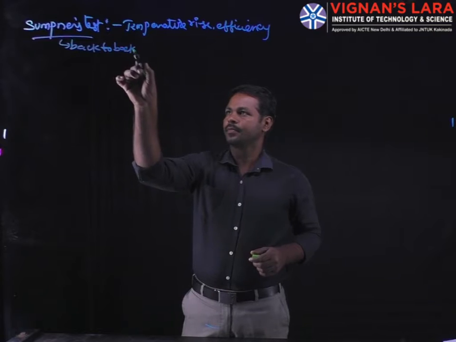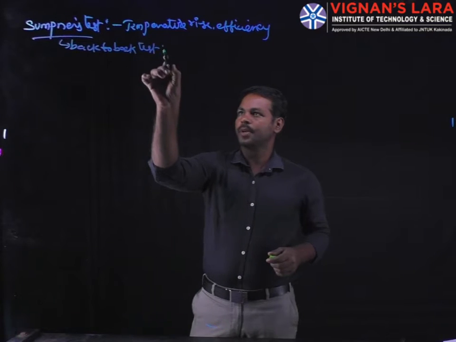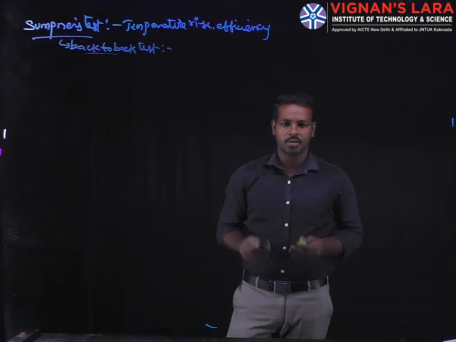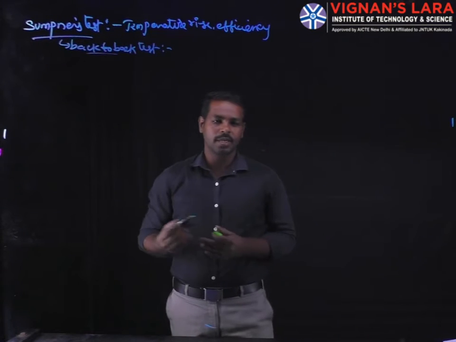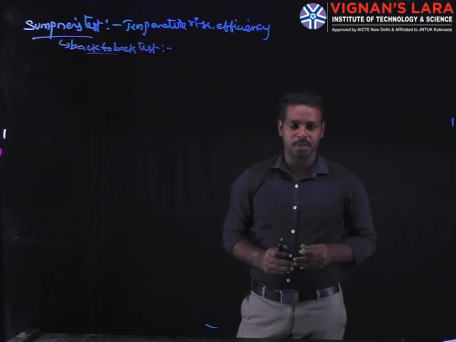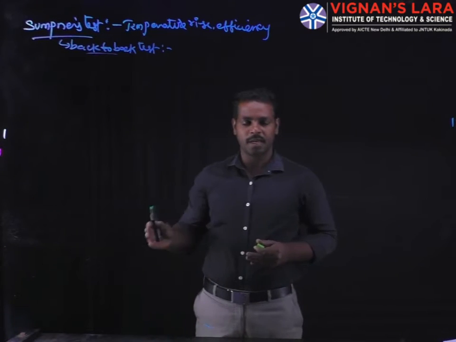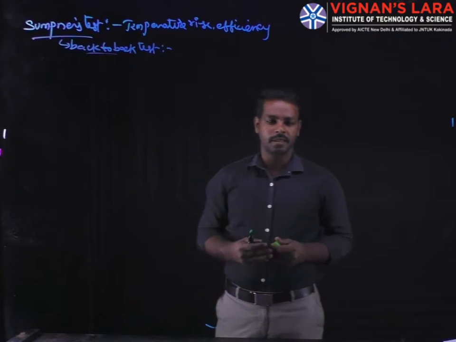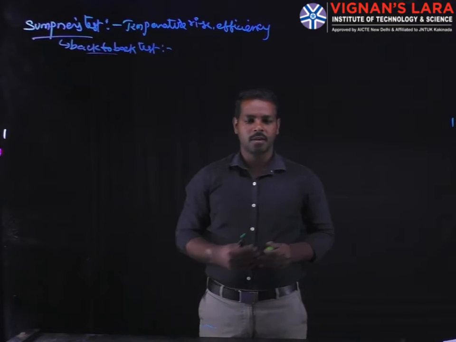Previously, the OC and SC tests were conducted on two separate circuits. One is the open circuit test. In this test, the secondary of a transformer is open circuited, and we apply the rated voltage to the primary winding, and we get three parameters: voltage, current and power.